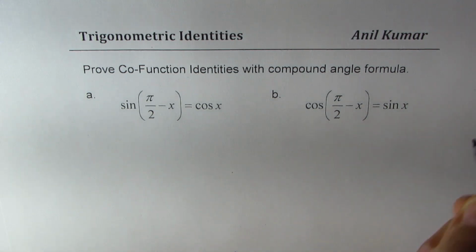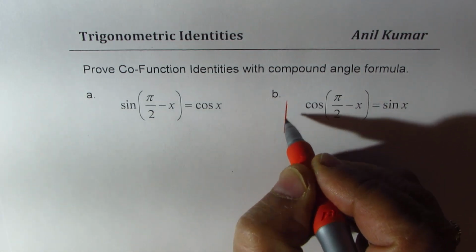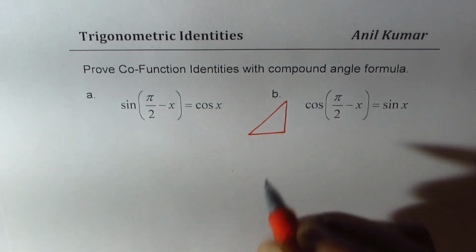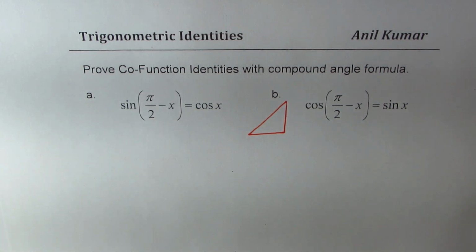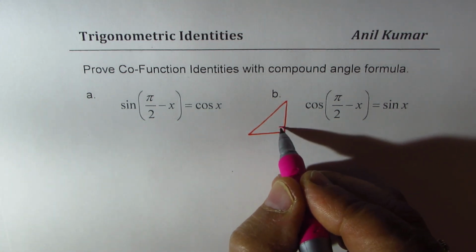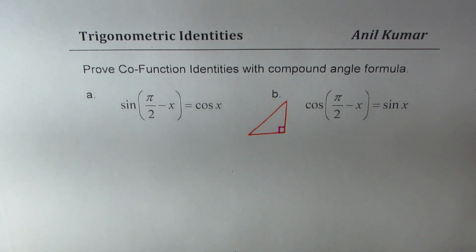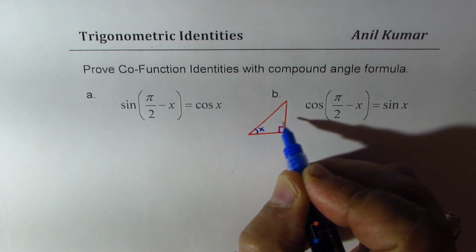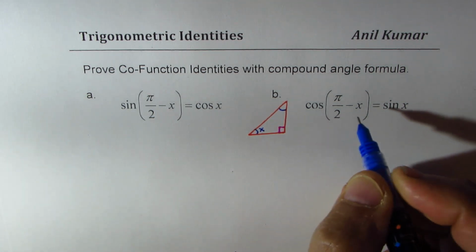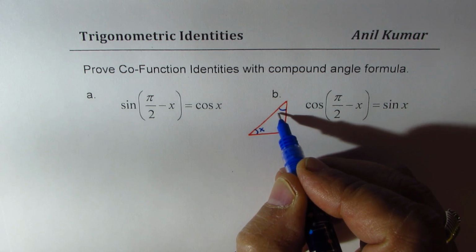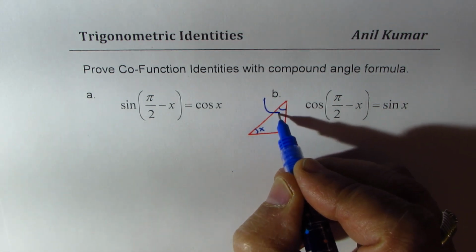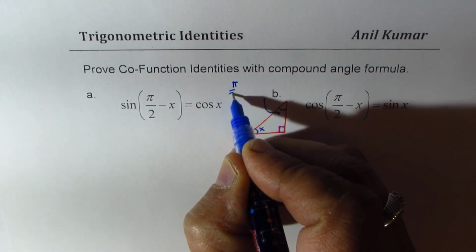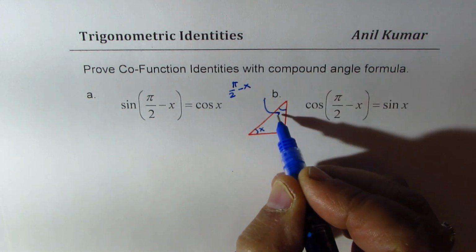It makes sense since if you consider any right triangle, if you have one of the angles as x, then the other will be pi by 2 minus x. So this angle is going to be pi by 2 minus x, right?